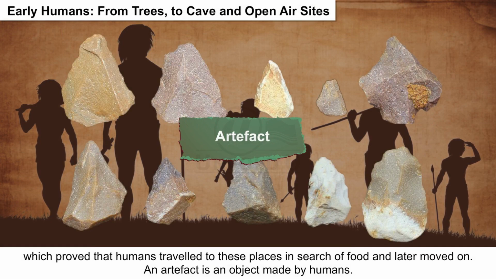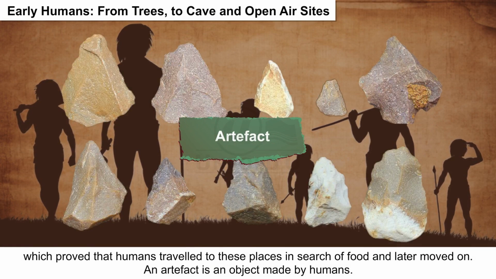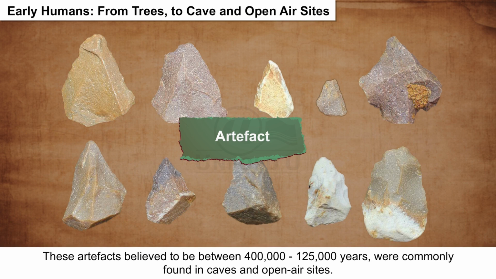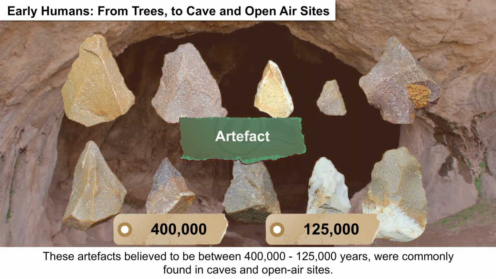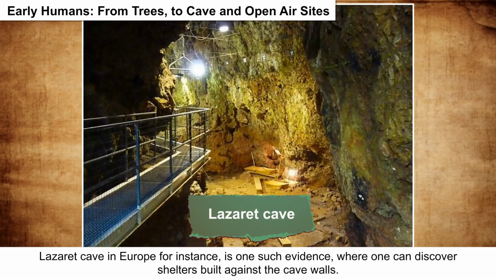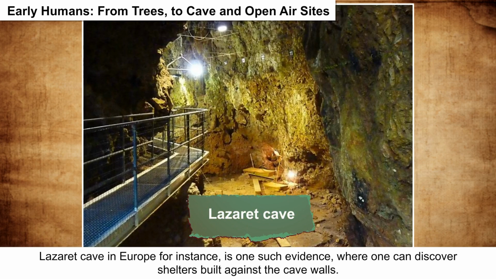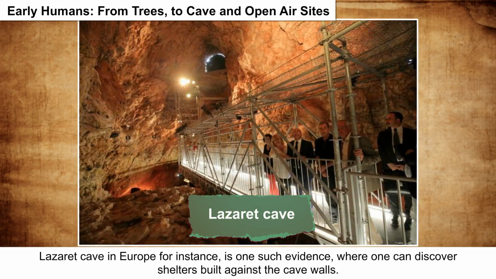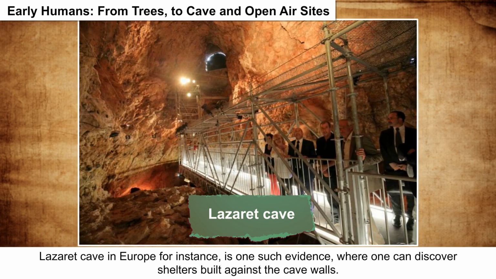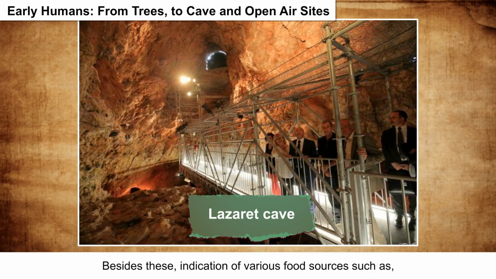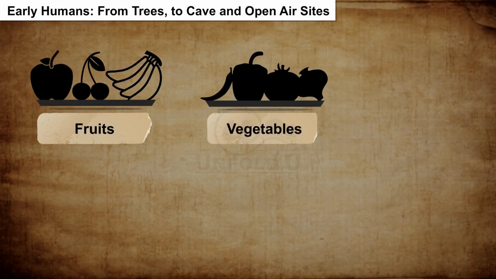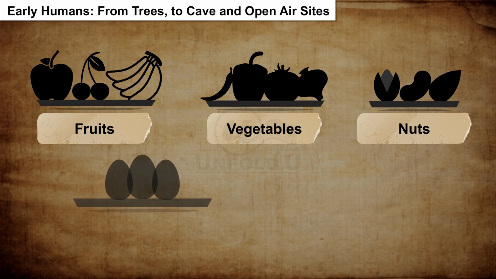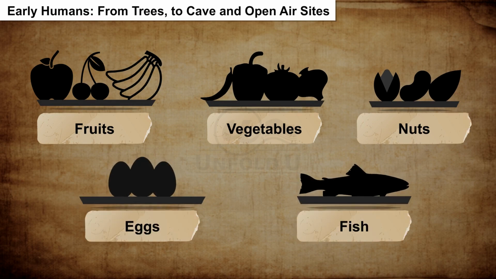An artifact is an object made by humans. These artifacts, believed to be between 4 lakh to 1,25,000 years old, were commonly found in caves and open-air sites. Lazaret Cave in Europe, for instance, is one such evidence where one can discover the shelters built against the cave walls. Besides these, indications of various food sources such as fruits, vegetables, nuts, eggs, and fish are also found here.